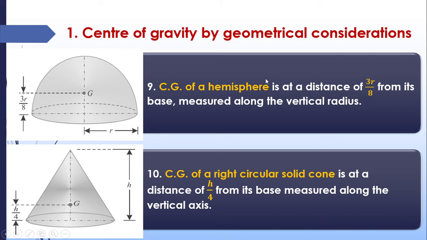In the case of a hemisphere, meaning half a sphere, the CG will be lying at a distance of 3r by 8 from the center of the hemisphere. In the case of a right circular solid cone, this is a cone shape, and the center of gravity lies at a distance of h by 4 from the base of the cone, where h is the total height of the cone. Okay. In this case, r is the radius of the sphere.